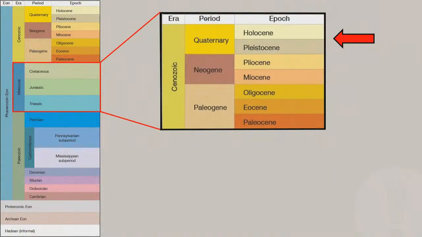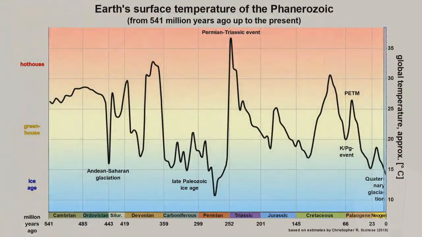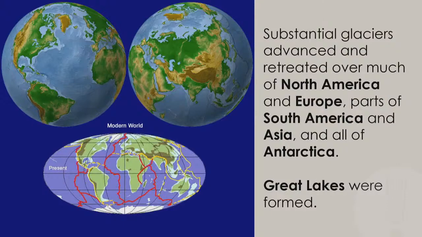Divided into the Pleistocene and the Holocene. So the Pleistocene were those ice ages. Holocene is that warmer period comparatively that we're currently in. The climate was one of periodic glaciations, with continental glaciers moving as far from the poles as 40 degrees latitude. Periodic glaciation started at the beginning of the Quaternary, continuing to the present day. The Great Lakes were formed during this period.